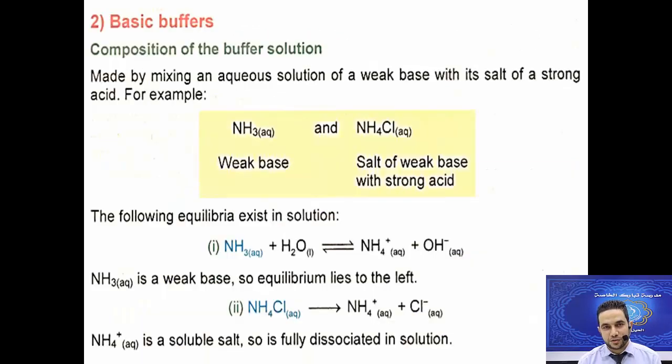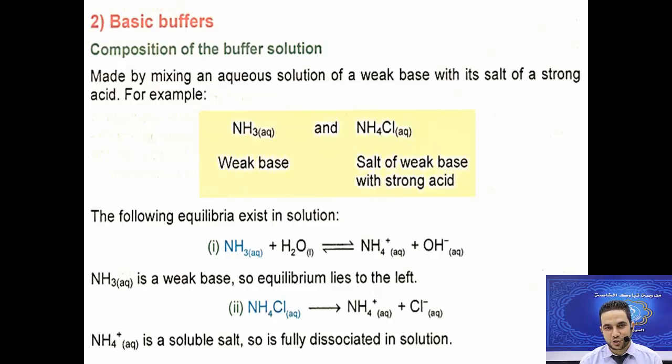Now the second type, basic buffers. A basic buffer is also a mixture, not one substance. In acidic buffers, it is a weak acid with one of its salts. In basic buffers, it is a weak base and one of its salts.